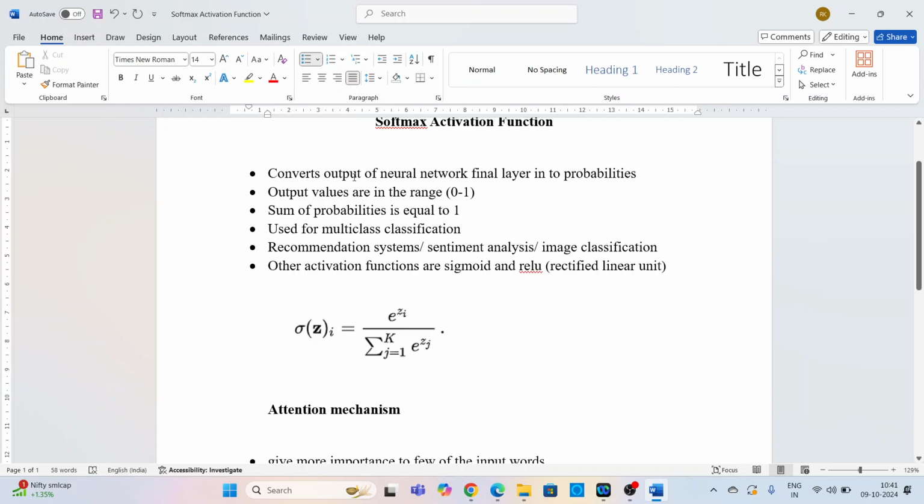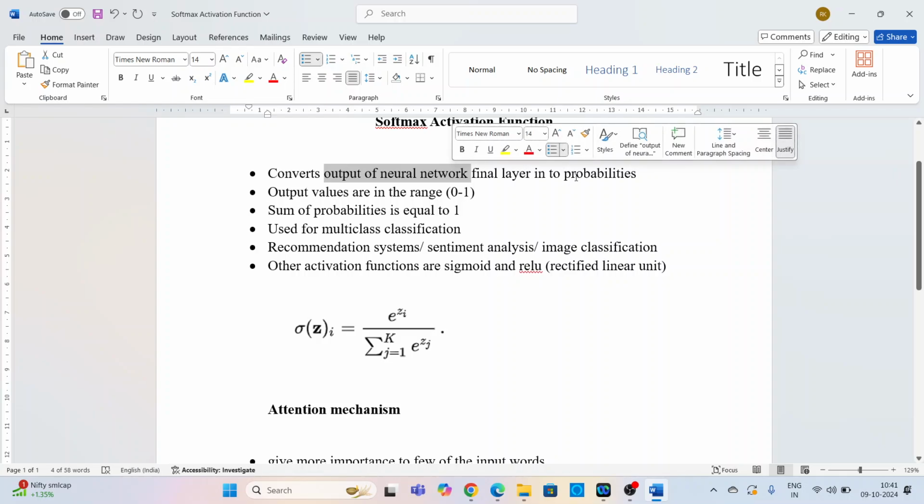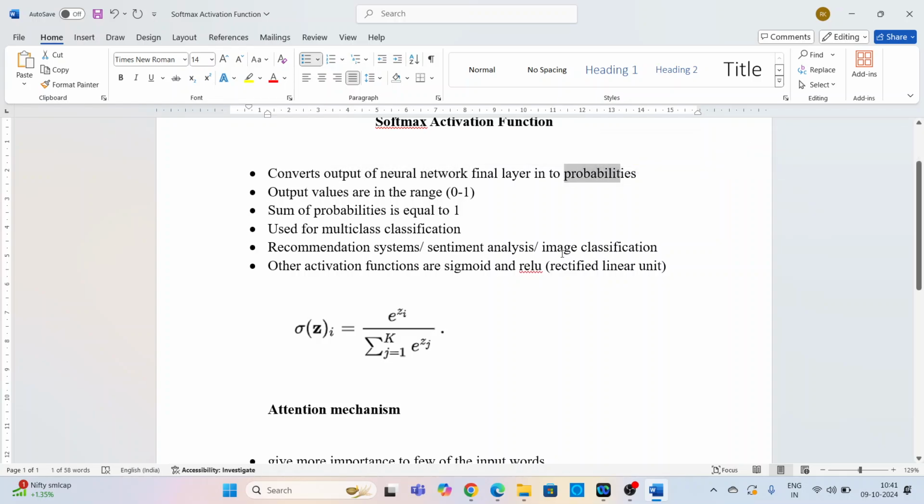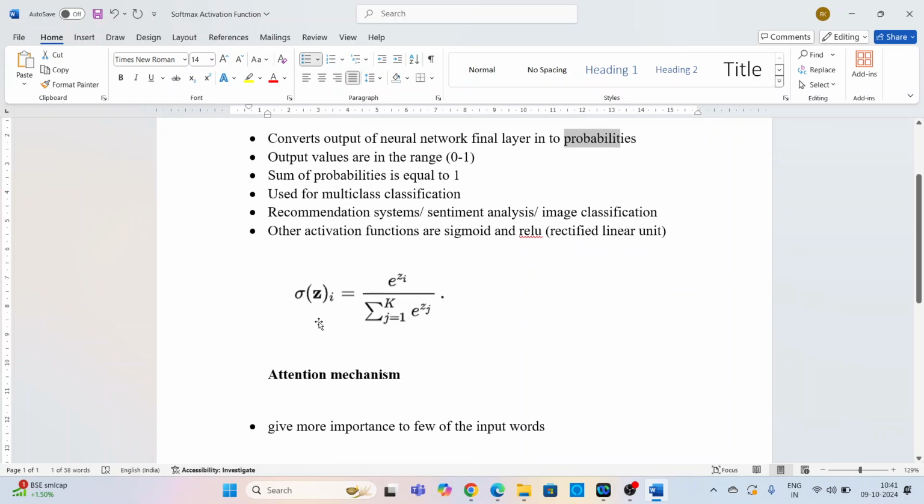So what exactly a softmax activation function does is convert the output of the neural network's final layer into probability distributions. This is basically used for multi-class classification. The use cases are recommendation systems, sentiment analysis, image classification, and the formula for calculation is this.